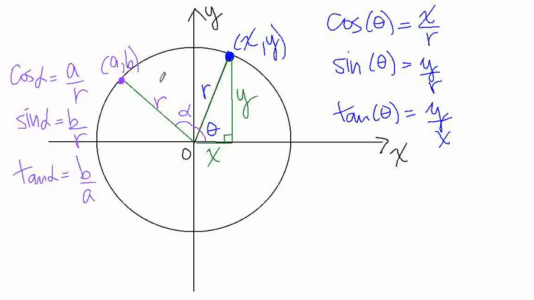All right? So whether you have obtuse angles or negative angles, you can find a point on the circle, and you can now find the sine, cosine, and tangent values.